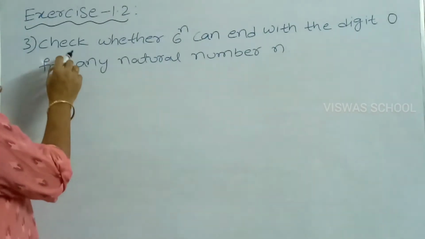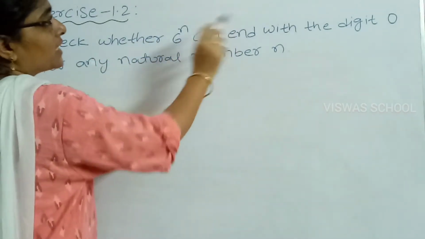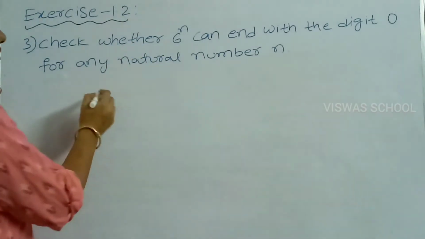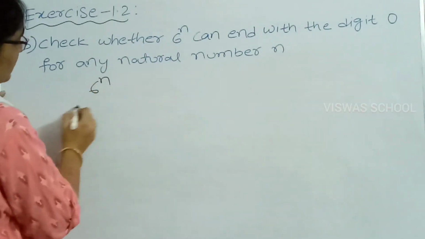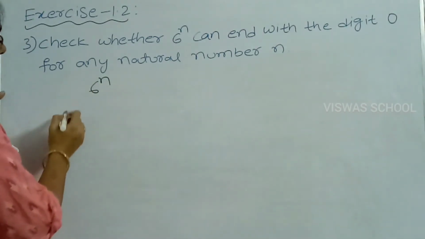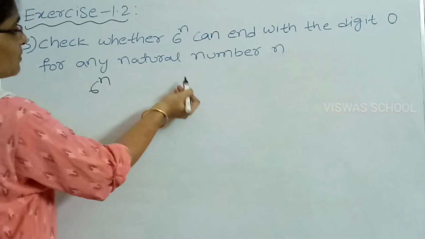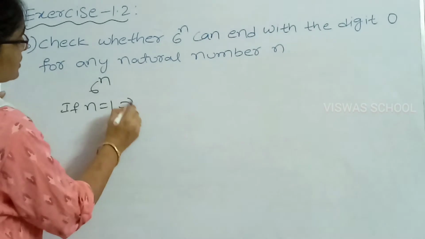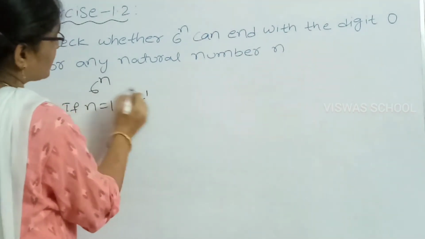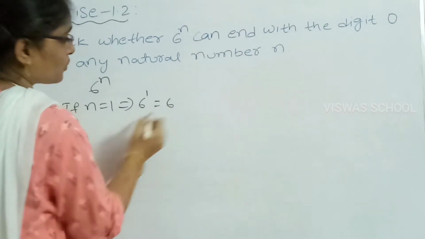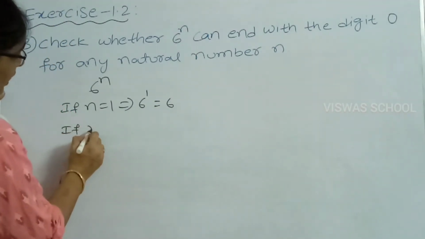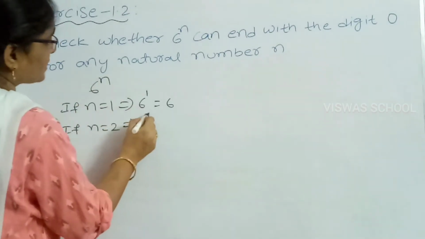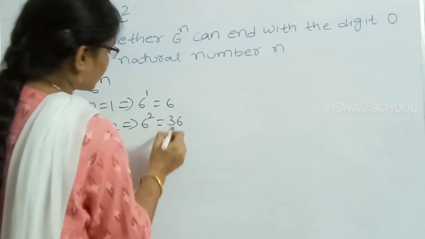Next problem is, check whether 6 power n can end with the digit 0 for any natural number n. That is 6 to the power of n. For example, here I am taking some values in the nth place, that is natural numbers starting from 1. If n equals 1, then 6 to the power of 1 is 6. In the same way, n equals 2, then 6 square means 36.